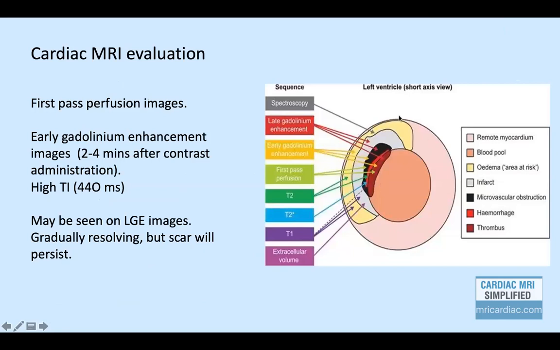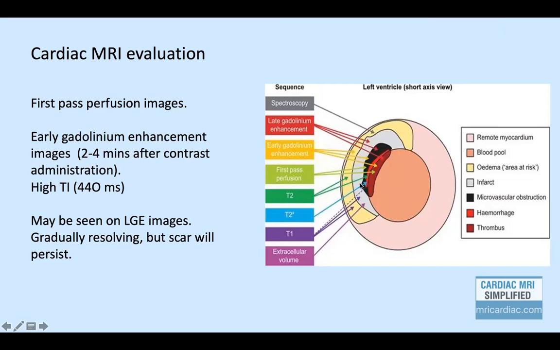So this is how the infarct looks. This is the remote myocardium, and here is the blood pool. This represents the area of myocardial edema or area at risk, while this part, which would be less perfused, will represent an infarct. Within the infarct core, this dark area may represent microvascular obstruction, and within this microvascular obstruction, you may get a thin linear stripe of intramyocardial hemorrhage.